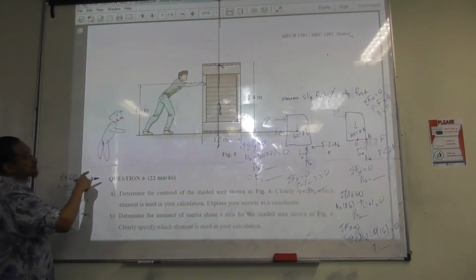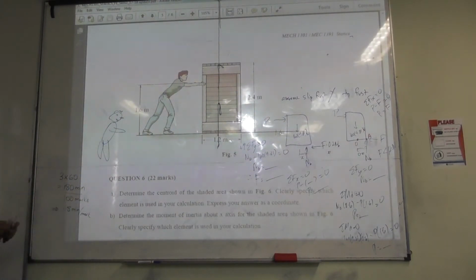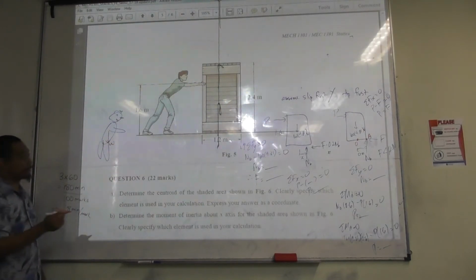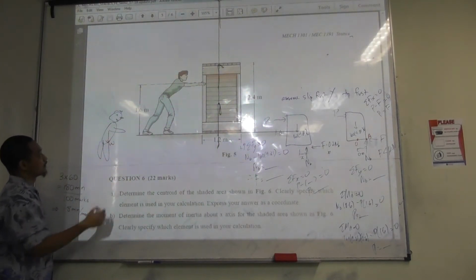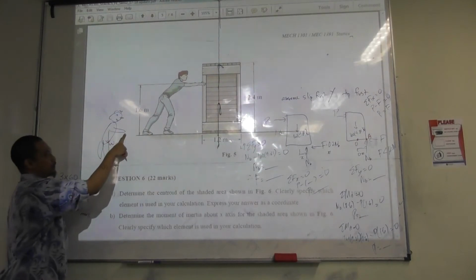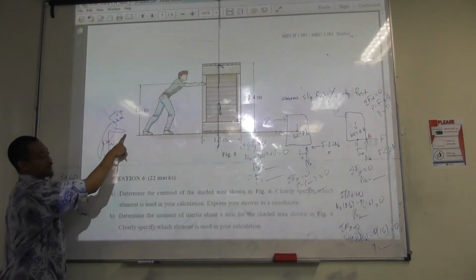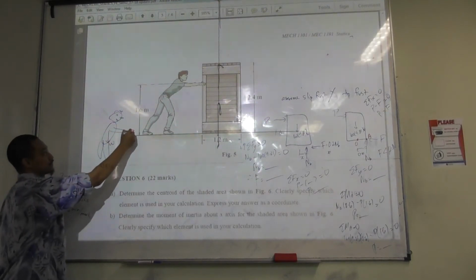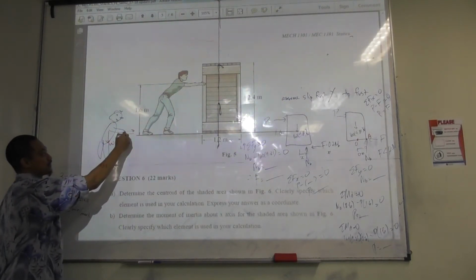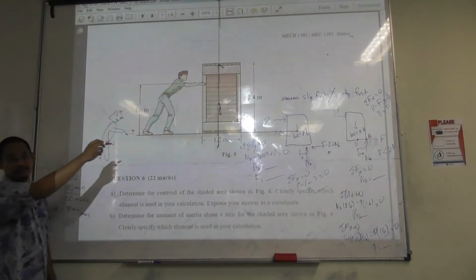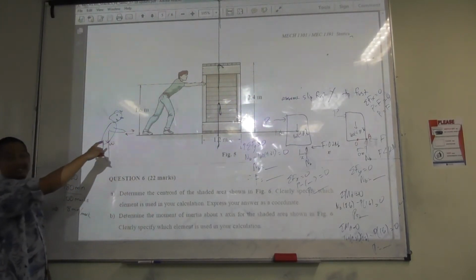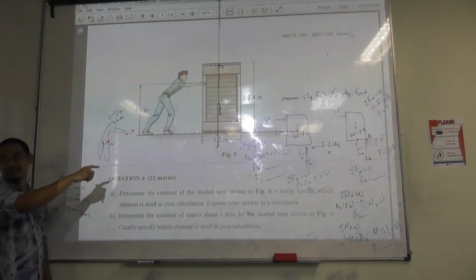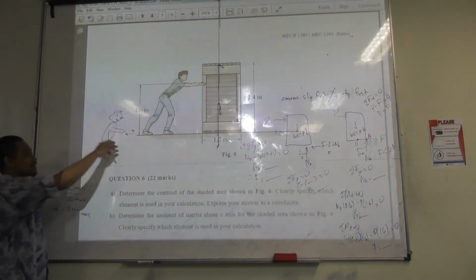So what forces do we have? The weight is W, and T. How do you draw P here? To the right or to the left? To the right. To the left. Who says to the right? Who says to the left?